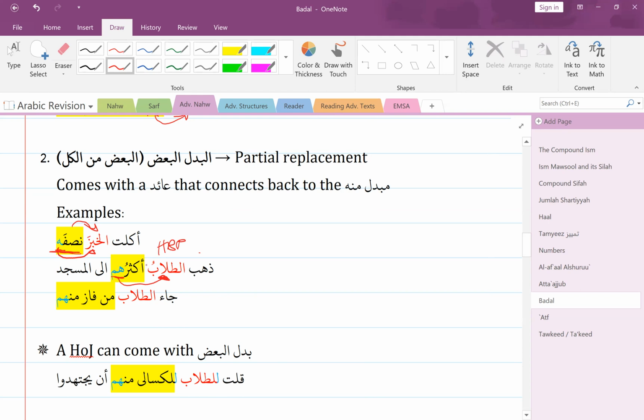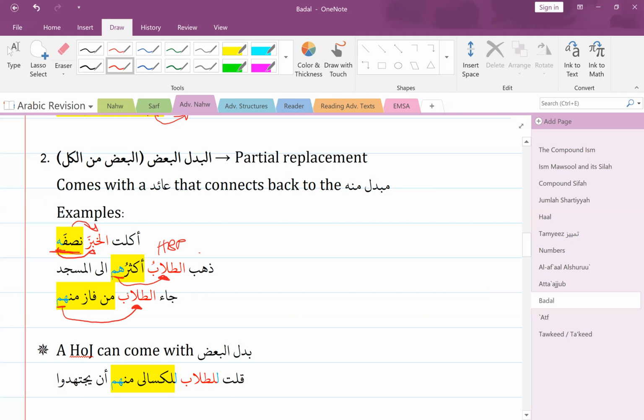Yeah, so that's why we're using hum and not ha. Okay, so that goes back there. So you can see the pronoun keeps coming back. Or if I say جاء الطلاب من فاز منهم. من فاز منهم. Now you're probably wondering, okay, so you have the whom going back to الطلاب.